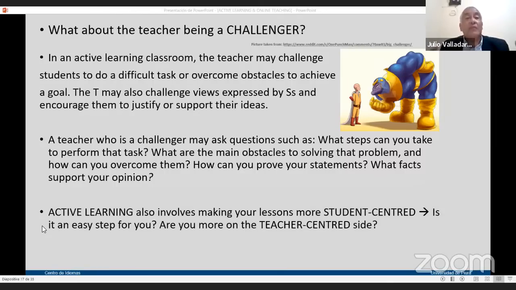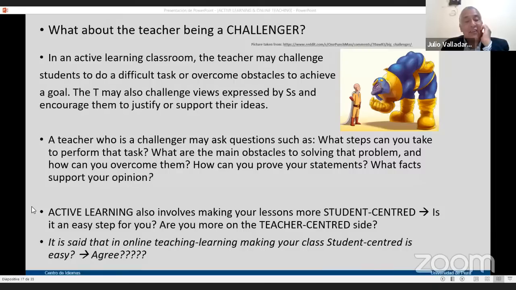Active learning also involves making your lessons more student-centered. Is it an easy step for you to make it more student-centered, or are you on the teacher-centered side? It's said that in online teaching and learning, making your classes student-centered is easy. Do you agree? Everybody thinks online teaching is easier. Not necessarily. We can use lots of activities, lots of tools, but again, the question remains: are your students actively involved, and is learning taking place as you think it should?